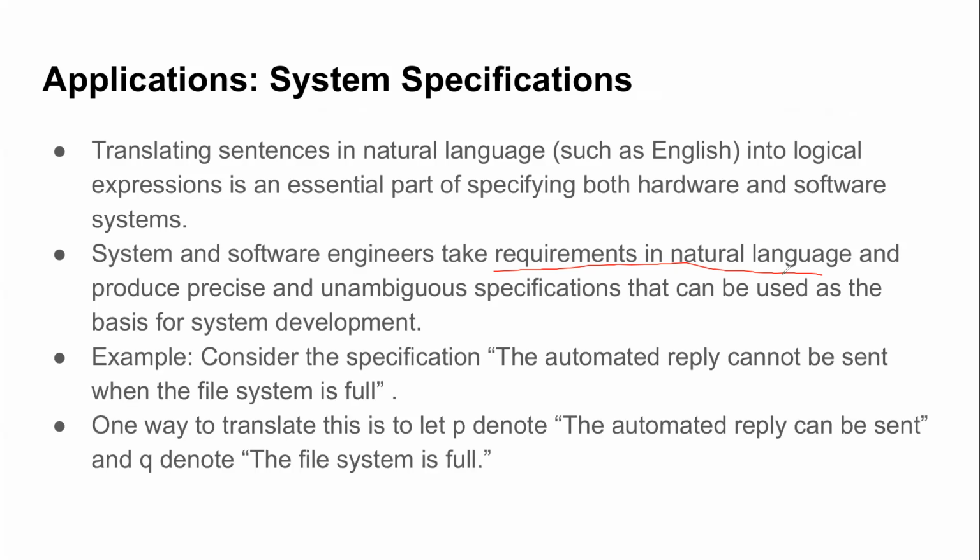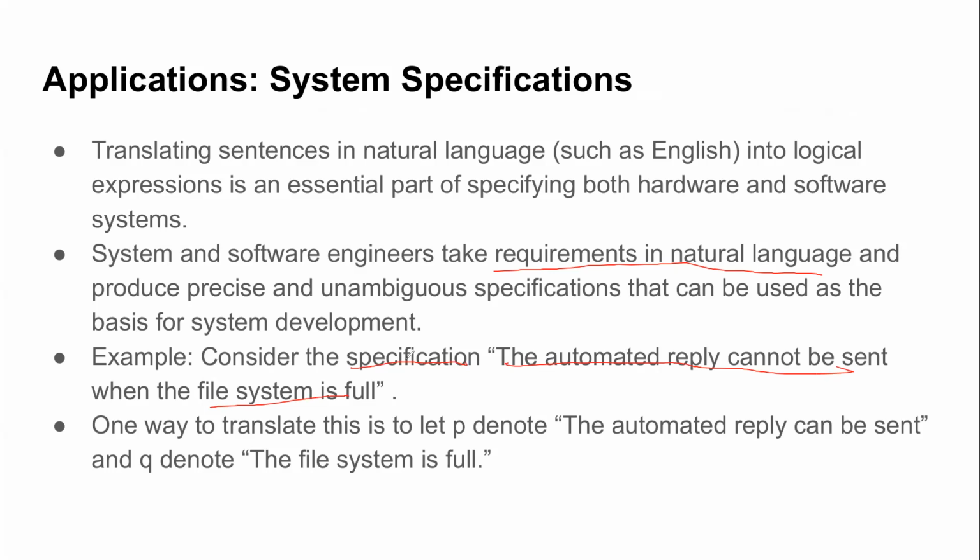Okay, so I'll show you an example. Suppose there's a software developer who needs to make an automatic email checker. Following is the specification required by this checker: automated reply cannot be sent when the file system is full. So this is a kind of bounding on this automatic checker, that you cannot send a reply if your file system or your email box is full.